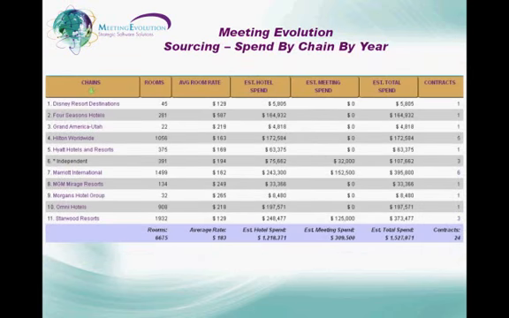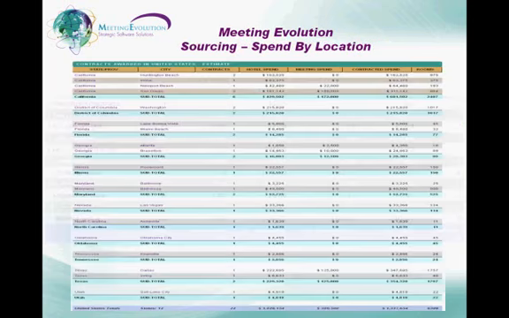If you wanted to know what is my spend by chain by year as an example, you can see headers along the top. Is it hotel spend, meeting spend, average room rate? The column headers are all sortable, so we can click on that and that will resort the information. Another report that we are able to provide is spend by location. Where are we spending our money? So I can leverage that in my current and future negotiations, maybe with the CVBs that I work with, and so forth.